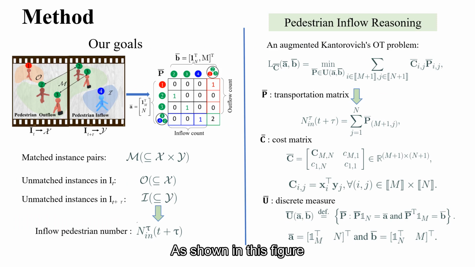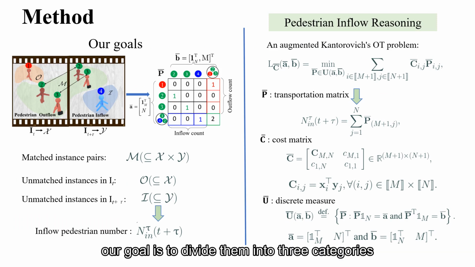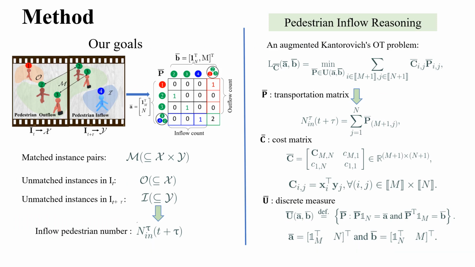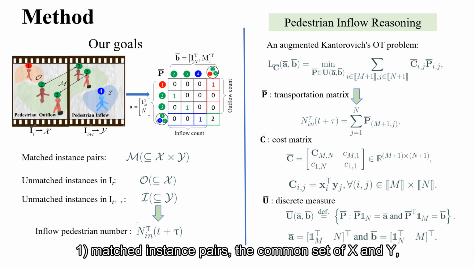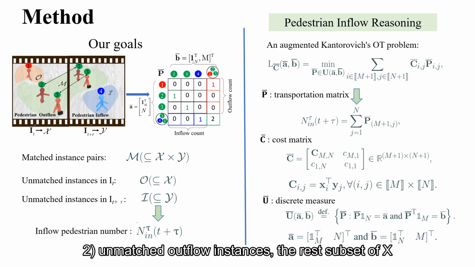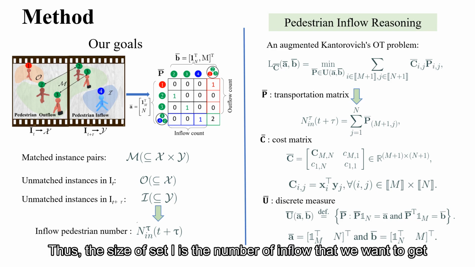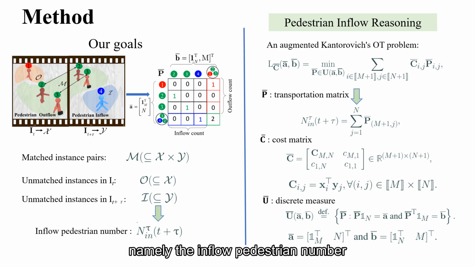As shown in this figure, given subjects with their descriptors in set x and set y, our goal is to divide them into three categories. 1. Mixed instance pairs, the common set of x and y. 2. Unmatched outflow instances, the rest subset of x. 3. Unmatched inflow instances, namely I, the rest subset of y. Thus, the size of set I is the number of inflow that we want to get, namely the inflow pedestrian number.